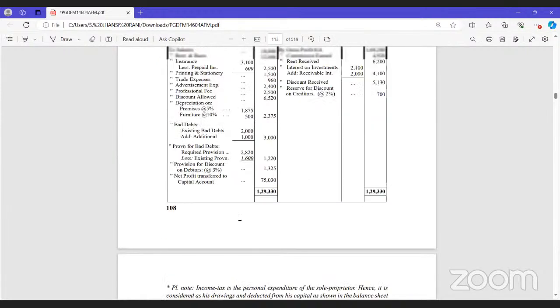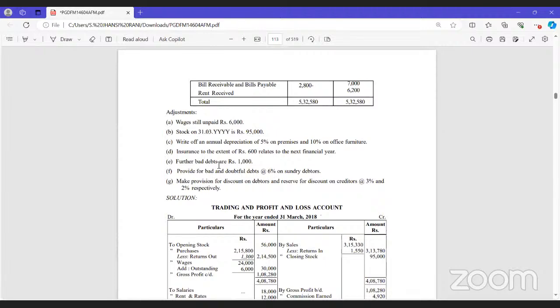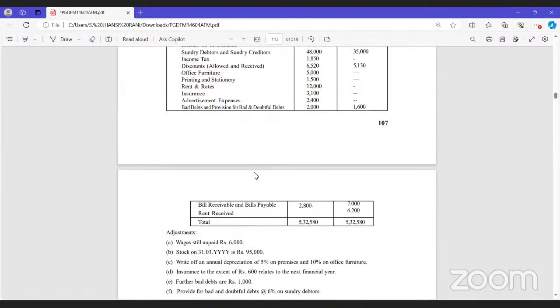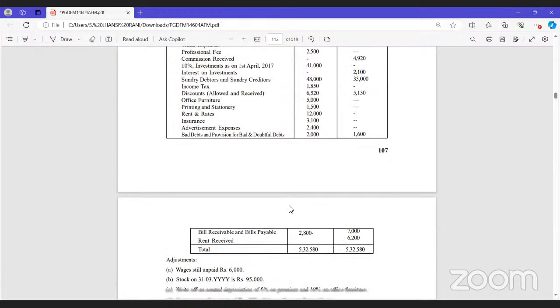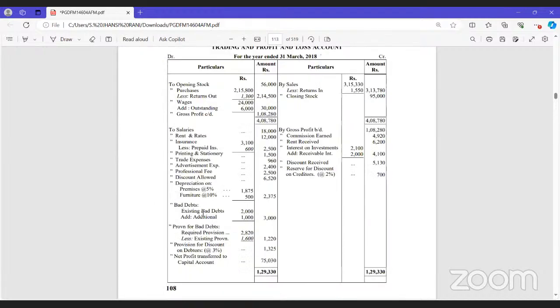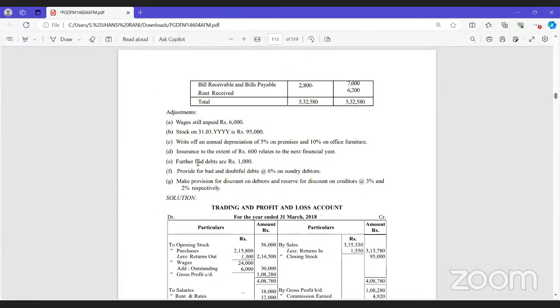And now first we will discuss the bad debts. Further bad debts are rupees 1,000. We just look at your bad debts. Already the bad debts are 2,000, and provision for bad and doubtful debts is 1,600. So just look at your profit and loss account. Bad debts already existing 2,000. Addition, how much is it asking us to increase? To increase one more 1,000.